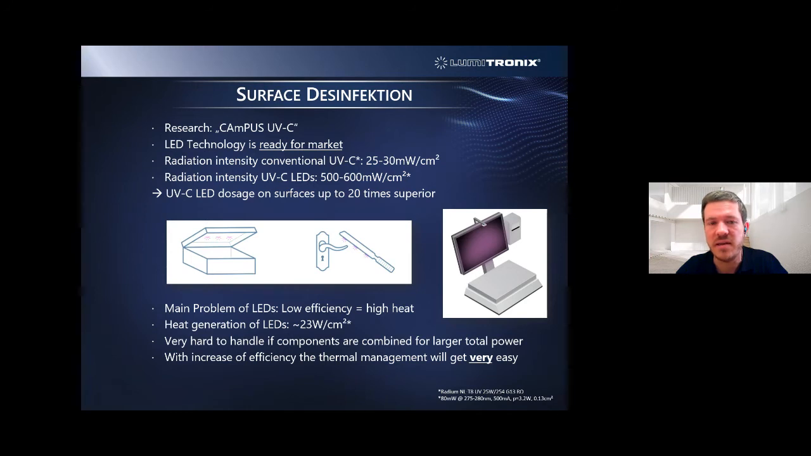So what we can see in real world applications right now is that far lower UVC radiation intensities are being used because heat generation can just not be handled. If we look at the increase of the efficacy in the future, by 2, 3, 4 times within the next years, it will be very, very much easier to handle this thermal management problem.